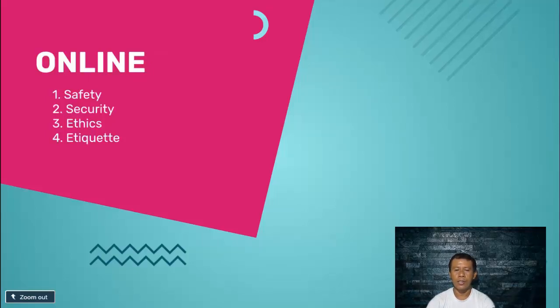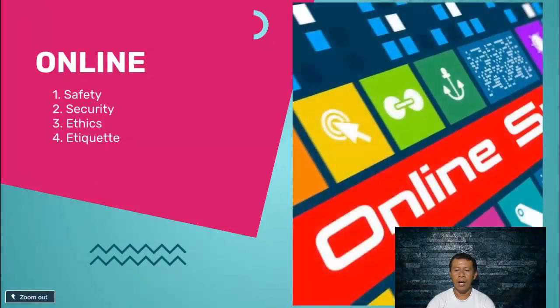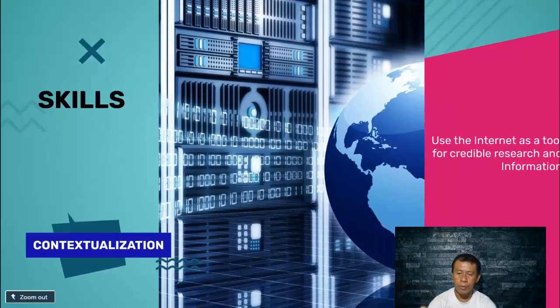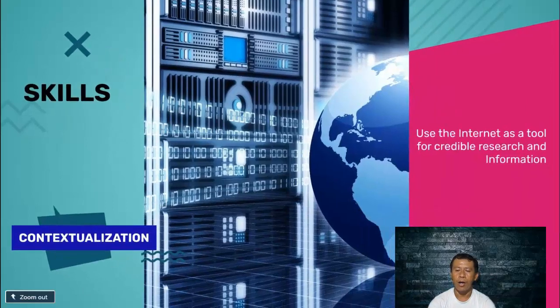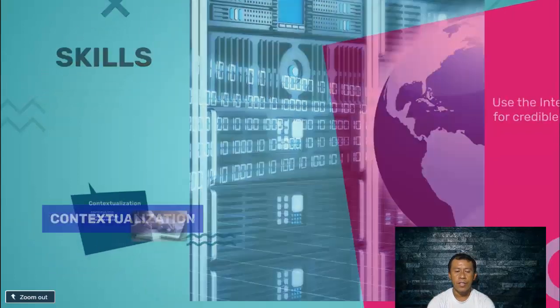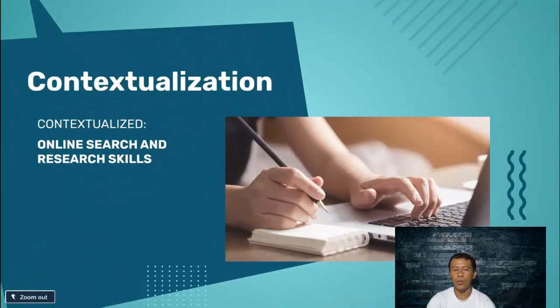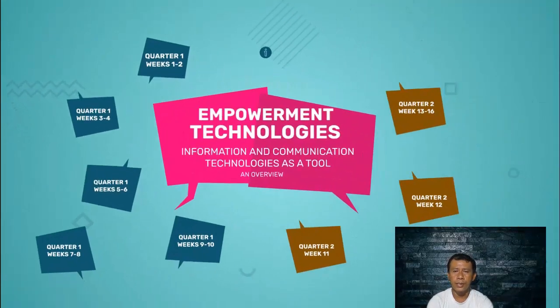And of course, the skills will be how to use the internet as a tool for credible research and information. The contextualization for this is the online search and research skills. So we will learn some skills on how to do search and research online. Those are the lessons that we'll tackle in 2 weeks of the first quarter, and we still continue with the first quarter, weeks 3 and 4.